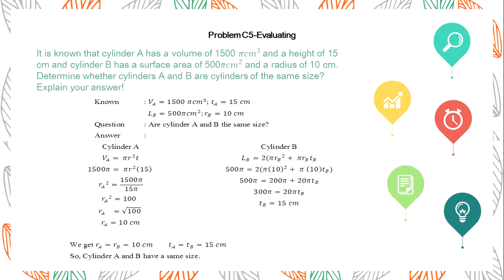Okay, this is the step to answer the question. We compare cylinder A and cylinder B. So we get that the radius of cylinder A equals the radius of cylinder B, it is 10 centimeters, and the height of cylinder A equals the height of cylinder B, it is 15 centimeters. So we can conclude that cylinder A and cylinder B have the same size.